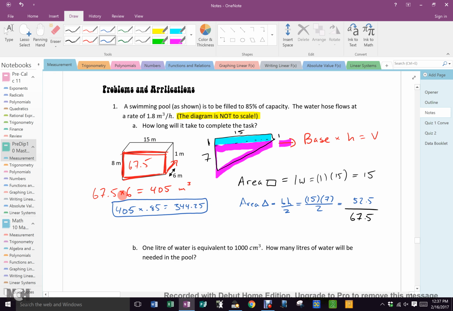Now let's stop for a moment and look at this. Did we do any math that was weird? It's still area of base times the height. It's pretty easy numbers. Where was the trickery in this question?